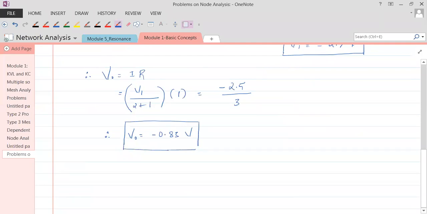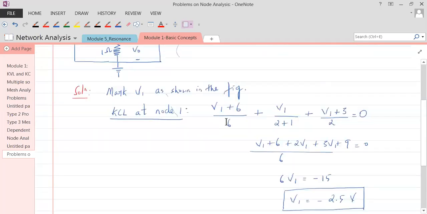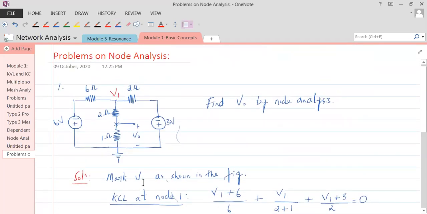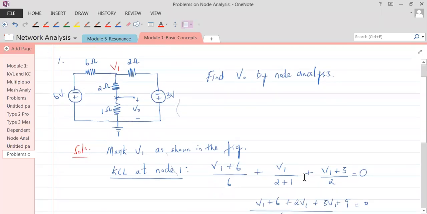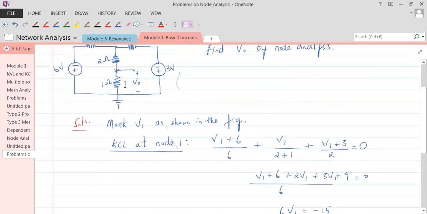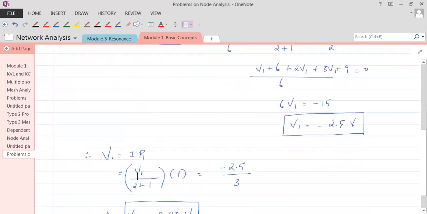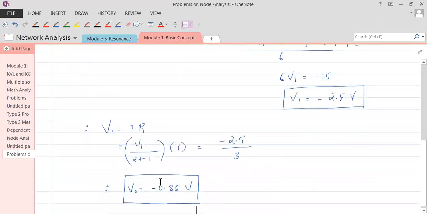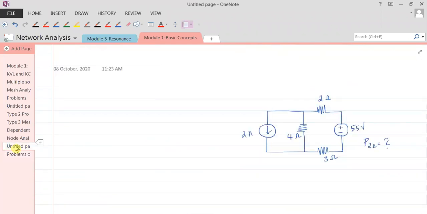Get this point, everybody? So this is a type 1 problem. We have solved one type 1 problem. Everybody's okay with this? See, we had just one node, so we marked voltage V1 and applied KCL at this. Since there are no current sources, all the currents are leaving. So we had one KCL, one unknown. We found that unknown, then whatever was asked is expressed in terms of the node voltage, and that is how we found our V0. So fast, let's take this circuit.